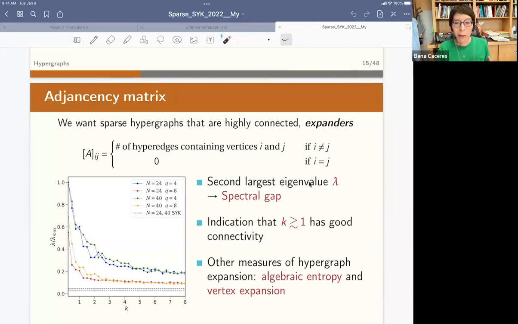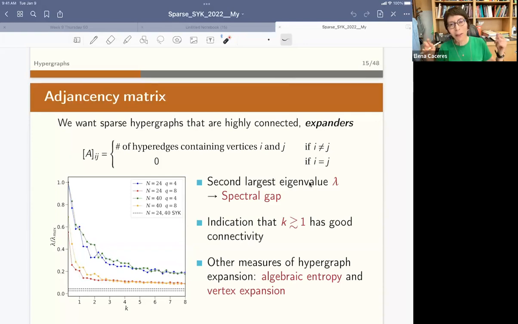So, for example, one of them is the spectral gap. Then the other one is called the algebraic entropy. And there's the other one called the vertex expansion. And there are more. So what I thought is, well, let's look into these measures of connectivity of these hypergraph expanders to try to get an idea of what is an optimal K.